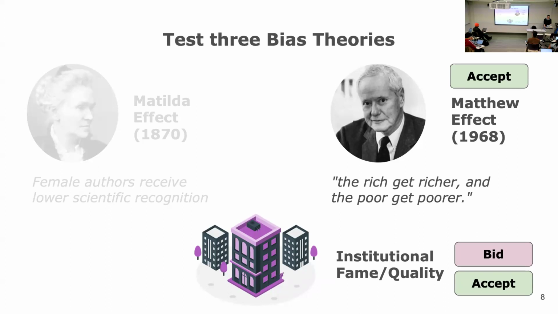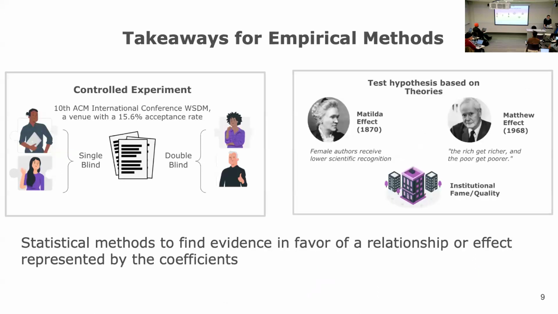So basically, what I found interesting, if you go to the next one, is that they did this controlled experiment of the papers with single blind and double blind reviewers to test some hypotheses that have been around for quite some time. And then they did a statistical generalization that we have been discussing, with methods to find evidence in favor of the relationship or effects of the different factors or coefficients that appeared in the papers. And that's more or less it. Cool. Thank you.